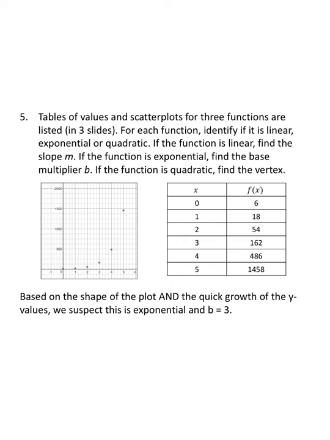So, if I look at the shape of this graph, it looks like it's definitely not a straight line anywhere, and I don't see it changing. Maybe if I had the second half, I'd have a different opinion. But to me, this looks exponential. Based on the shape, I'm thinking probably exponential. But look what I have over here. How do I go from 6 to 18? Well, I can add 12, or I can multiply by 3. But if I add 12 to 18, I don't get 54. But if I multiply 18 by 3, I get 54.